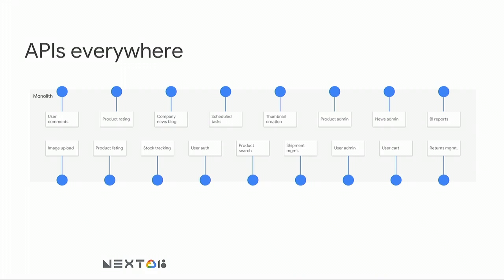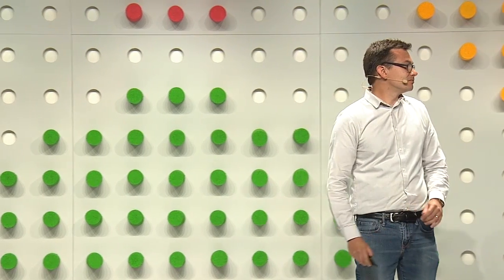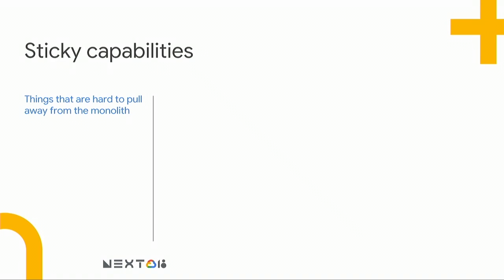OK, so this takes us on to sticky capabilities. That sounds a bit gross, really, doesn't it? But what do we mean by sticky capabilities? Well, they're hard to pull from the monolith. If you can imagine a piece of gum and you're trying to take it, you're always being pulled back to that monolith. Now, why are we being pulled back?